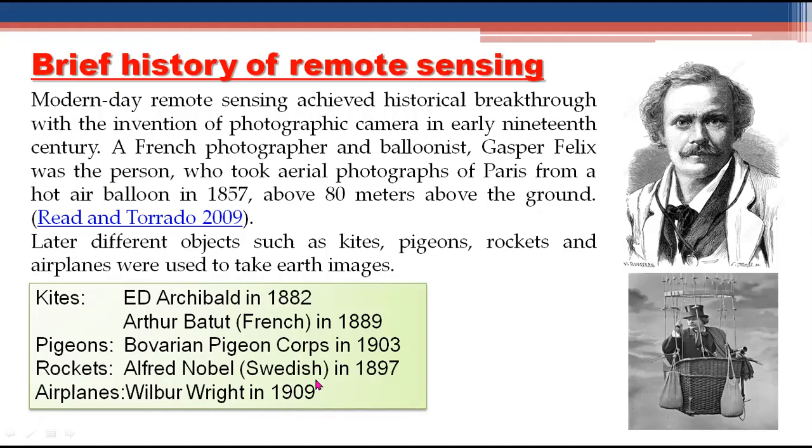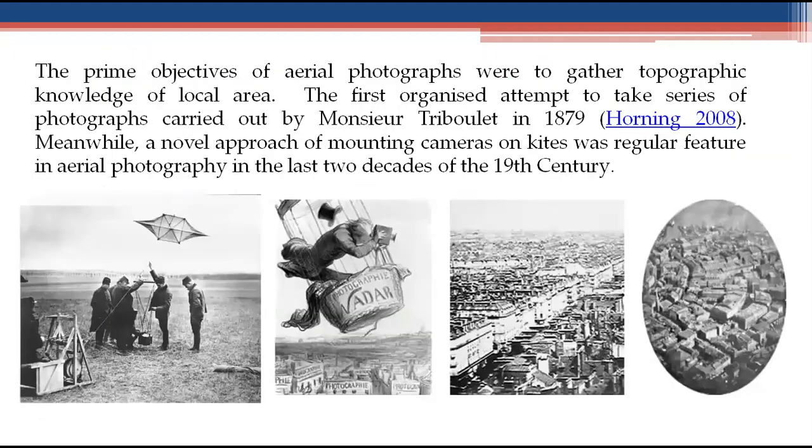So it is said that remote sensing started with aerial photographs. The prime objective of aerial photographs was to gather topographic knowledge of local data. The first organized attempt to take a series of photographs was carried out by Monsieur Triboulet in 1879.